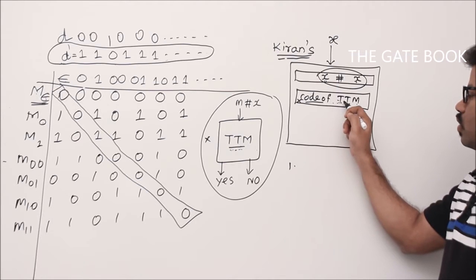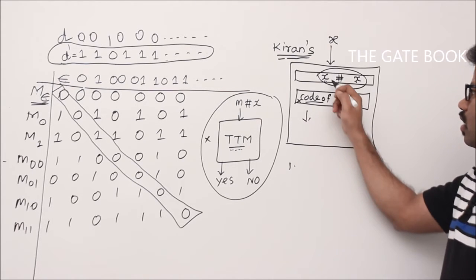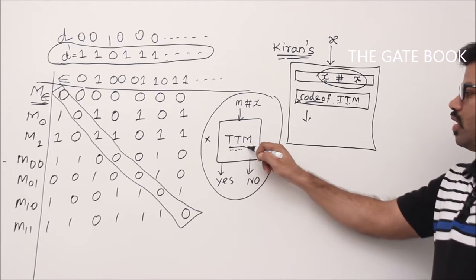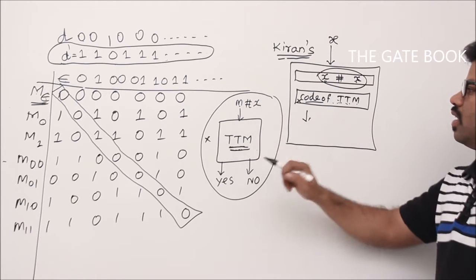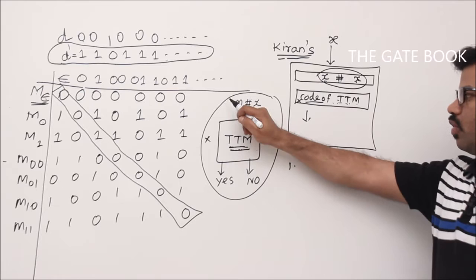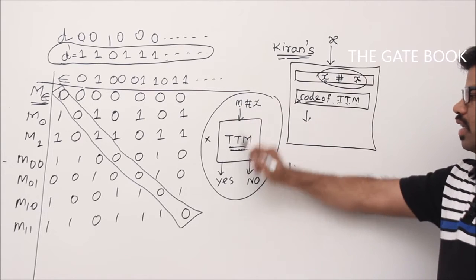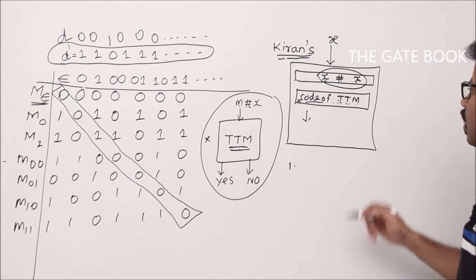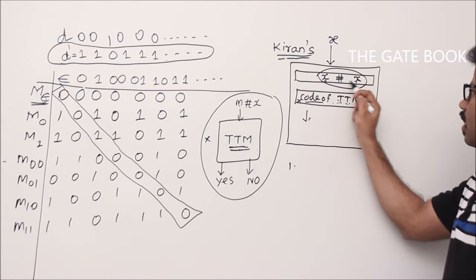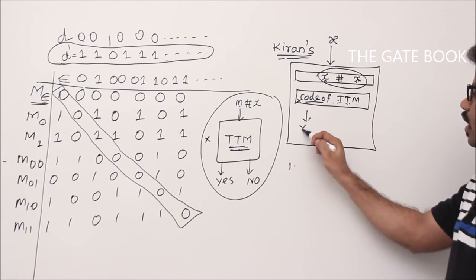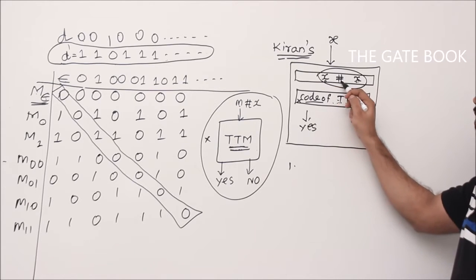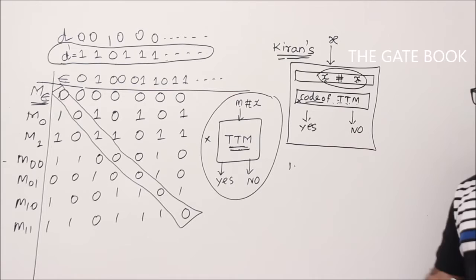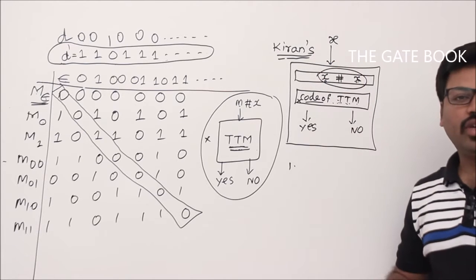So, for example, recall everyone, the total Turing machine takes input M hash X. If M halts on X, it says yes; otherwise it says no, right? You know the functionality of the total Turing machine. Now if this X halts on X, it is going to say yes. If this X doesn't halt on X, it is going to say no. Correct? Now, sir, what will Kiran's Turing machine do?